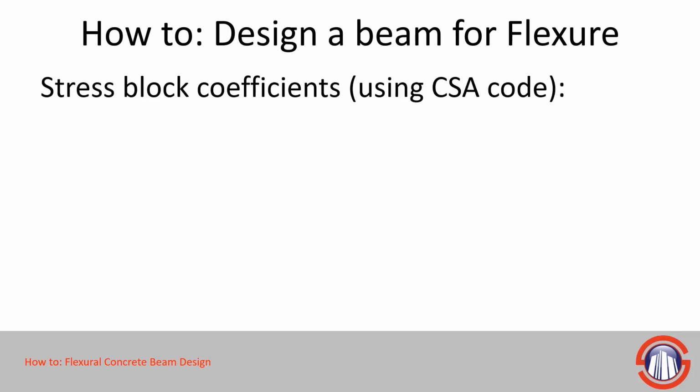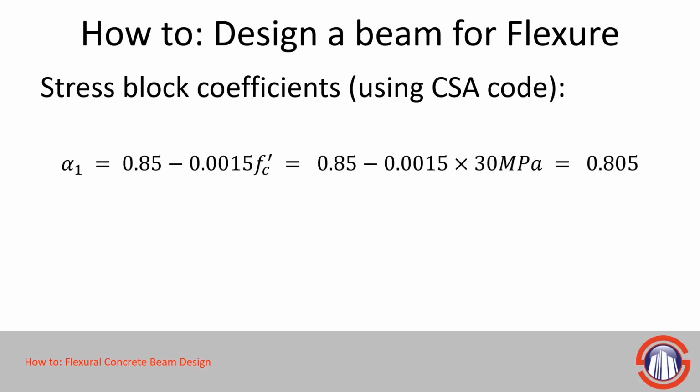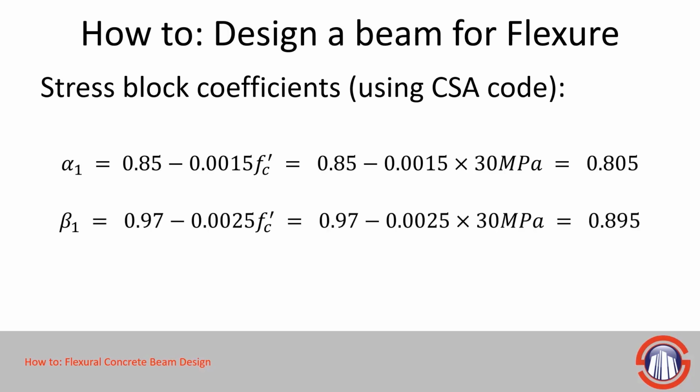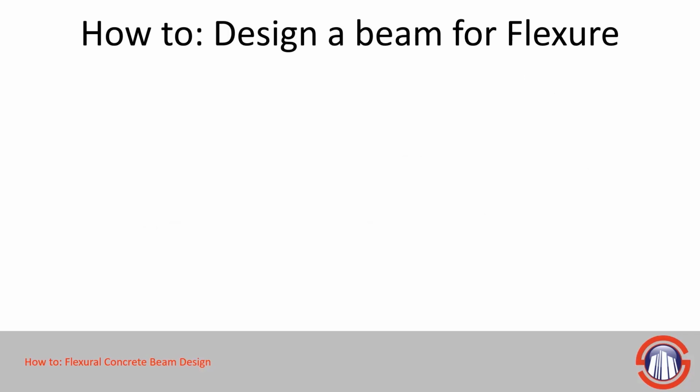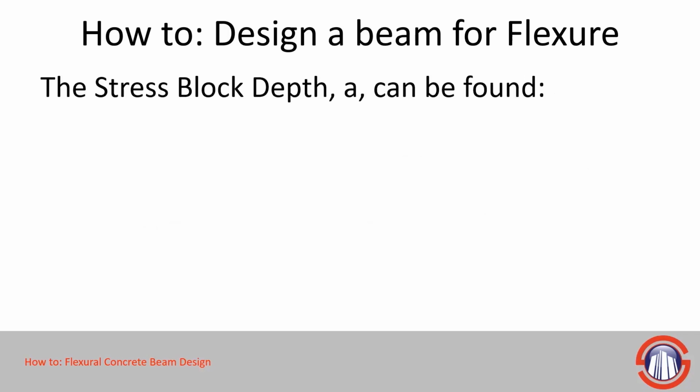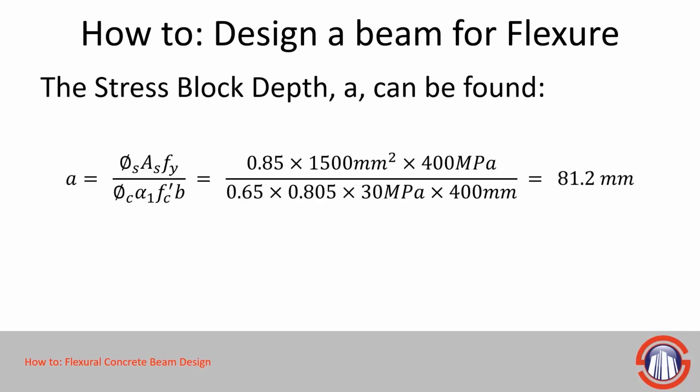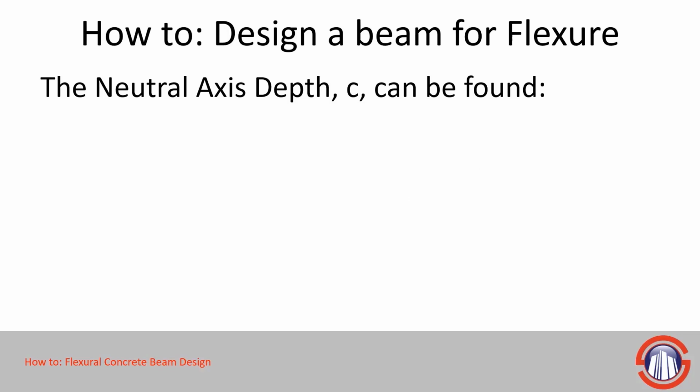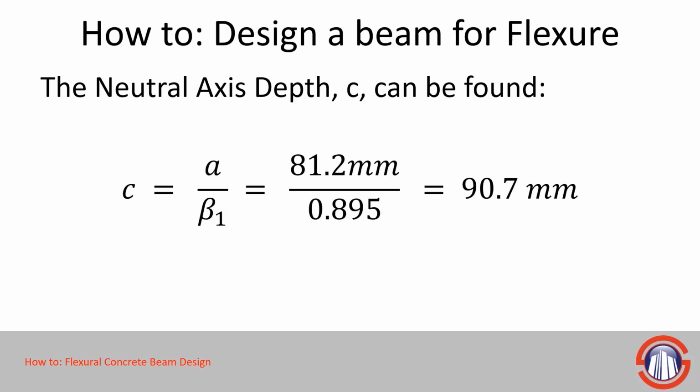So using the CSA code for this example, we can calculate the stress block coefficients alpha 1, which equals 0.805, and beta 1, which equals 0.895. And from this, we can calculate the depth of our stress block, a, using the following formula, and we find that a equals 81.2 millimeters. And using this information, we can then calculate the neutral axis depth, c, to equal 90.7 millimeters.